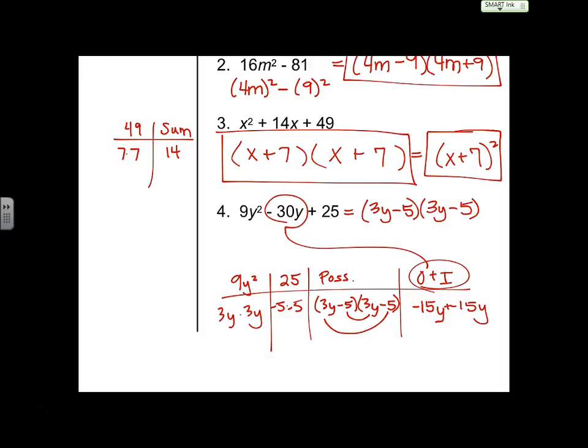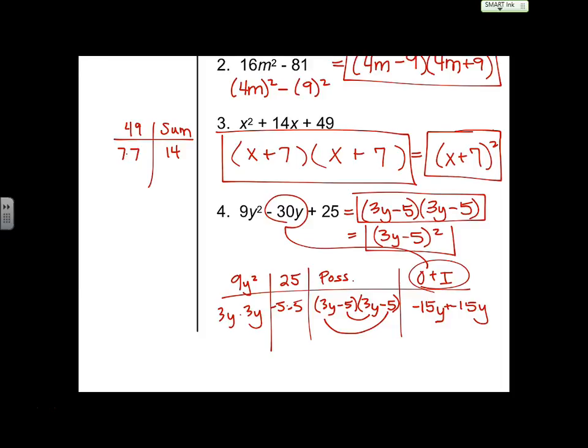Does anybody remember the shortcut way of writing if they're the exact same? This is a good answer. I'm boxing it, but there is another way of writing it. Yeah, Kaylee's saying it, a lot of you other ones are saying it too. Good. 3y minus 5 quantity squared. Either way of writing it is just as good in my book.